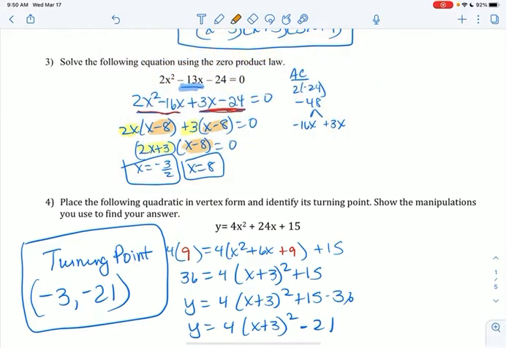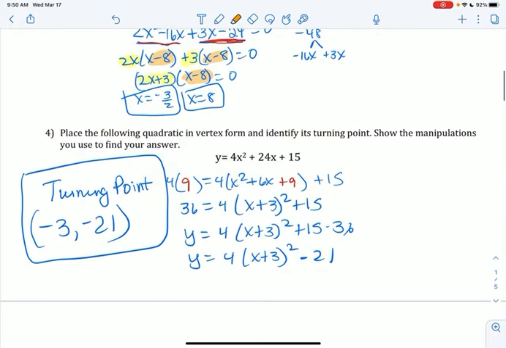Okay, and then I just set each factor equal to 0, and I solve. So my answers are going to be x equals negative 3/2 and x equals 8.